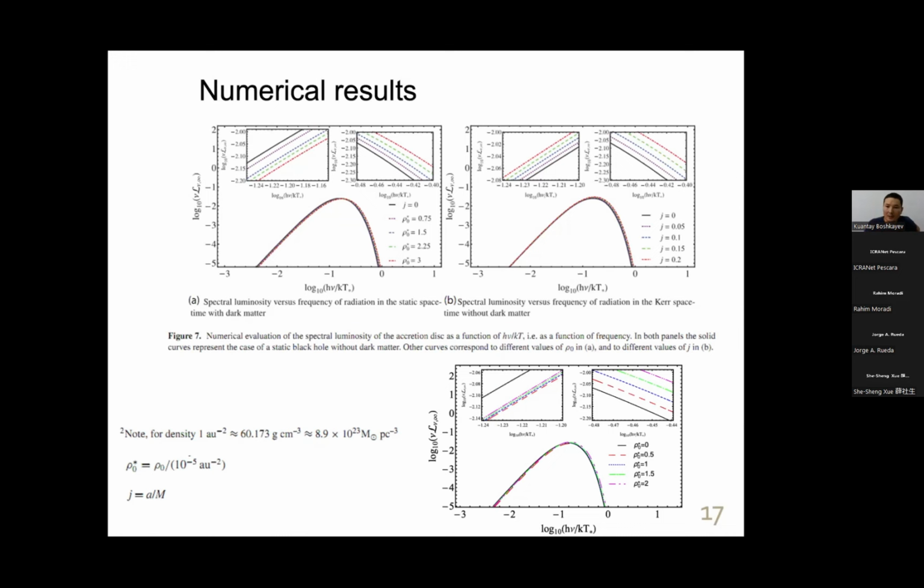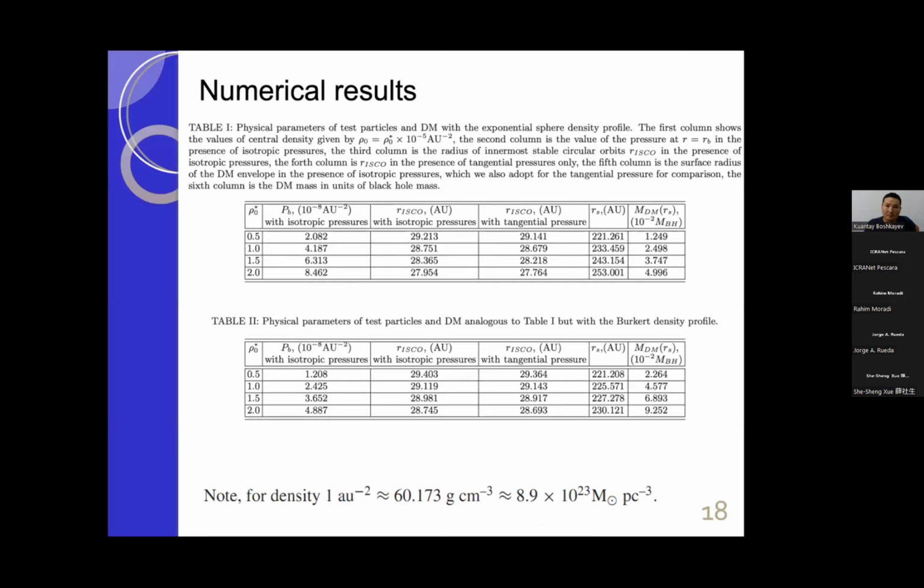We used here two different profiles. The first one is called exponential density profile for dark matter distribution, and the second one is Burkert profile. We performed the same analysis. We obtained the same dependence for all these quantities mentioned above. And unfortunately, for Burkert profile and for exponential sphere profile, there were no visual differences in these pictures. So in order to see if they are really different from each other or they are similar, we wanted to see some numbers. And plus, we also compared the case not only with two profiles, but also with two pressure cases, when we have isotropic pressure and when we have tangential pressure only.